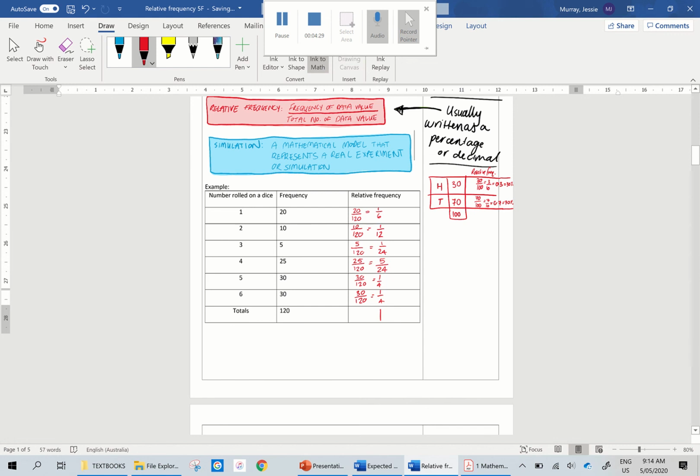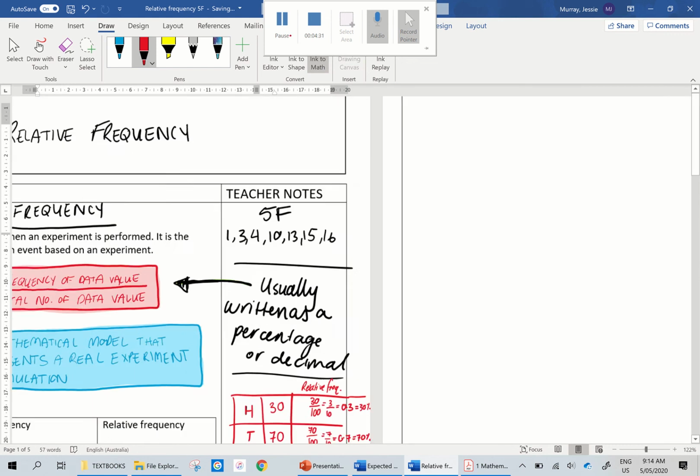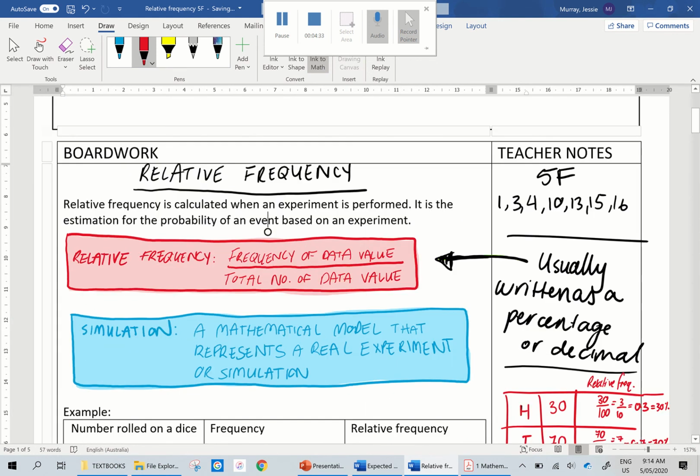All right, I want you to have a go at the exercise. That's really all there is to it today. So 5F, questions 1, 3, 4, 10, 13, 15, 16, every letter. Let's see how you go with those.